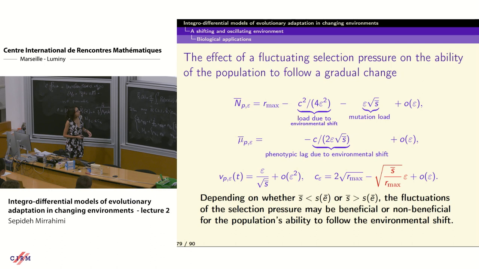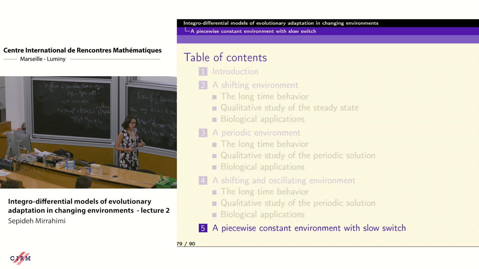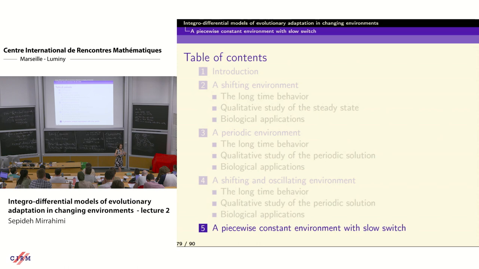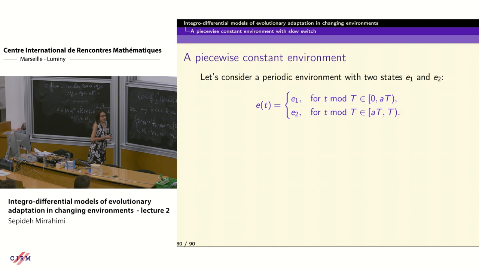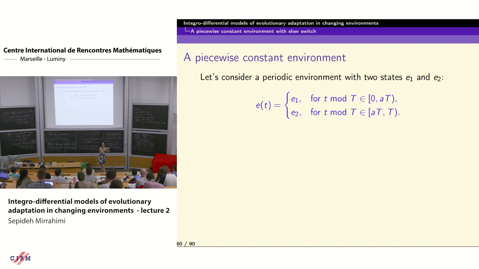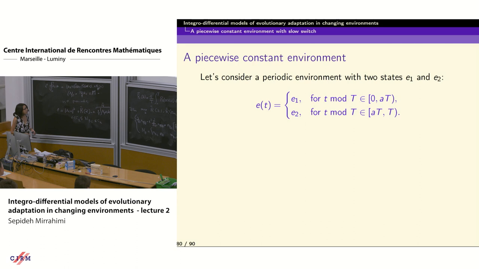To do that, we will now consider a totally different environment change, where we have a piecewise constant environment. The state of the environment remains for a long time at some state, and then we have a jump to another state, and we will assume that this jump occurs slowly, so it's not very fast. The analysis works for a general piecewise constant environment, but let's consider a simple case where we have just two states. Let's also consider it periodic, just to be able to compare it with the periodic case that we saw, but it is not important in the analysis. So we will consider this environment which switches between E1 and E2. When we are between 0 and 80, we are in state E1, and then we have a switch to the state E2. Okay.